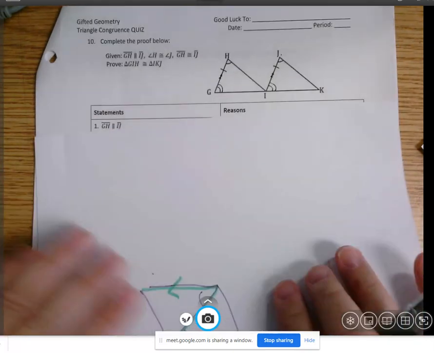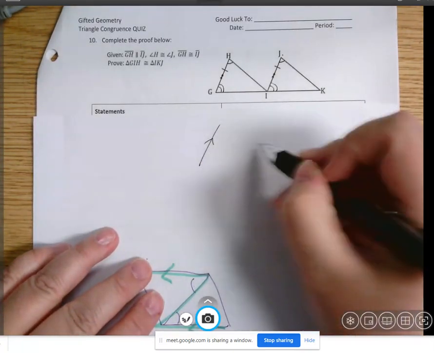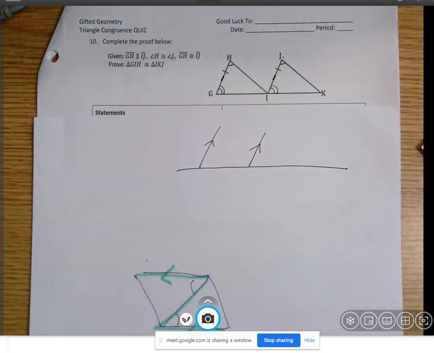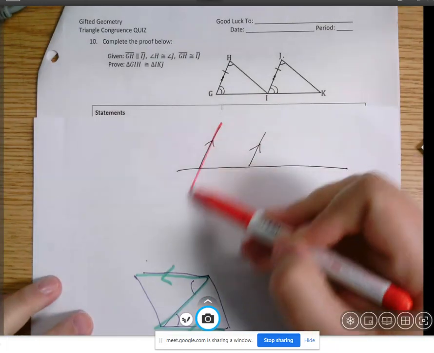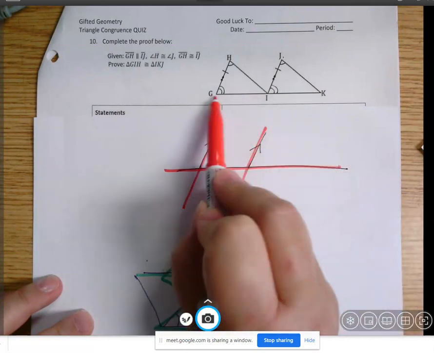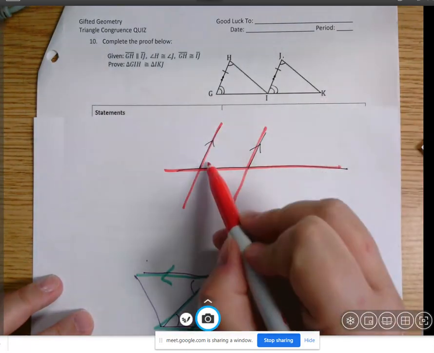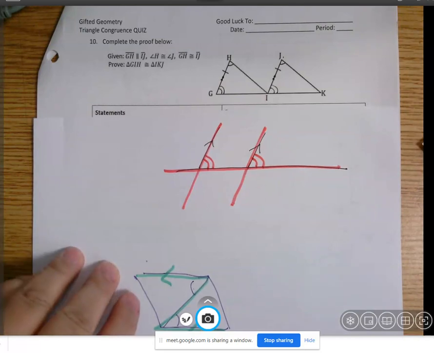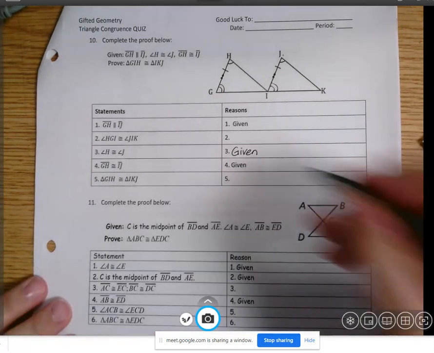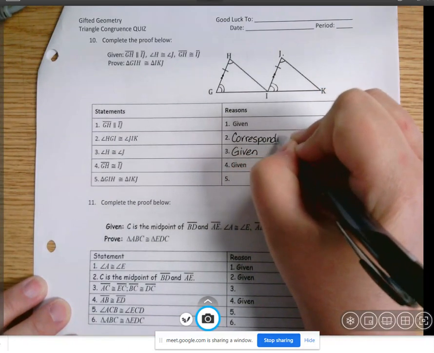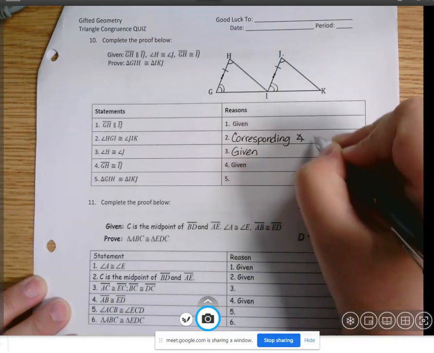Well, remember, anytime you have parallel, you need to think about parallels and transversals. This is what I've got going on here. Two parallel lines, and it's being crossed by a transversal. GK is the transversal. So those are corresponding angles. That's how I know those two angles are congruent, because they're corresponding angles for those parallel lines. So I would say corresponding angles postulate. If you said theorem, like I said, I did not take away from that. Corresponding angles postulate.